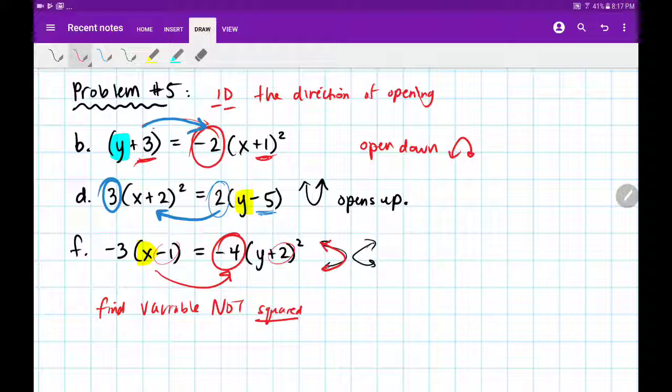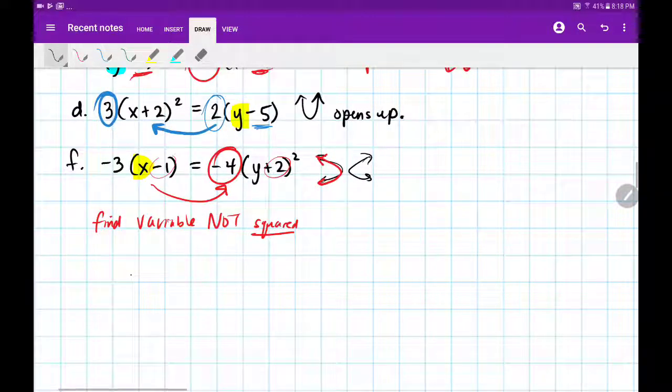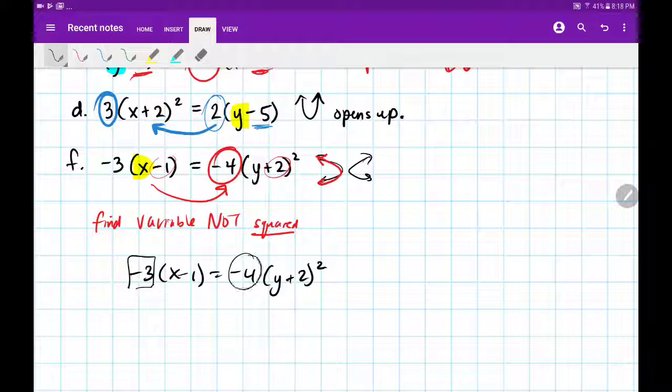But, oh my gosh, not so fast. This is a trickier problem. It's a tricky problem for this reason only. We've got to rewrite this: -3 times (x minus 1) equals -4 times (y plus 2) squared. See how the number in front of x minus 1 is negative? Remember, this is our a value. This really is the a value we're looking at.